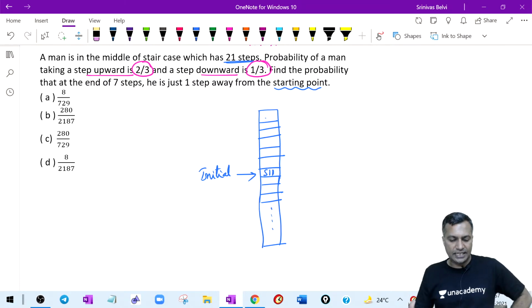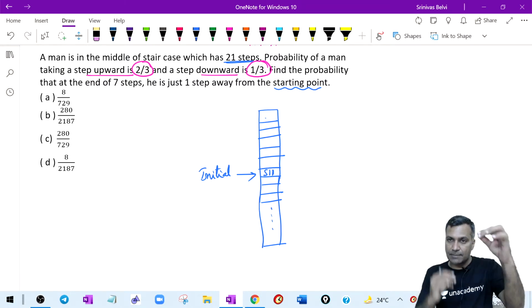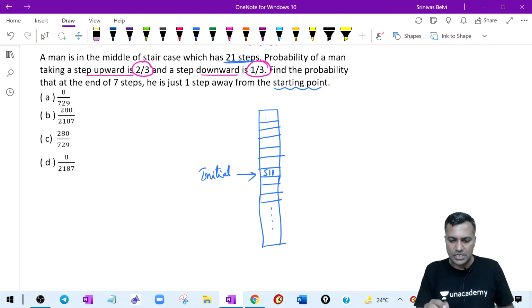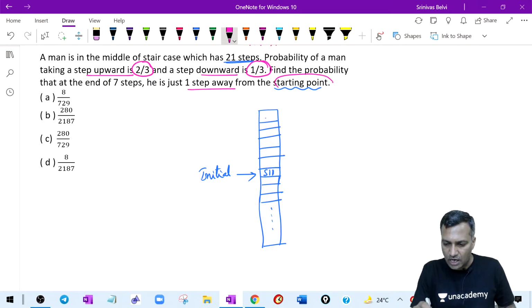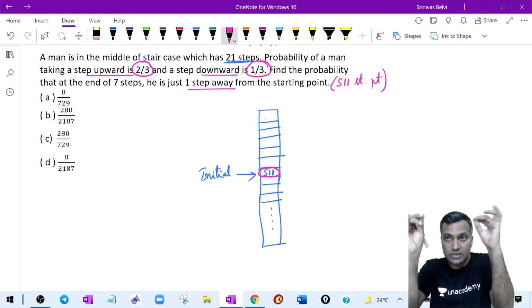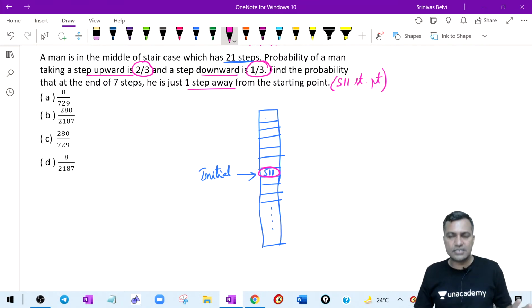The question is, find the probability that at the end of 7 steps, he has taken 7 steps, which means he went up, down, whatever it is, and he is 1 step away from the starting point. What is the starting point? The starting point should be taken as step number 11. If clarity was required, I can write in brackets that step 11 is the starting point. Even in the question it can be written. Wherever you observe that man initially can be treated as the starting point.